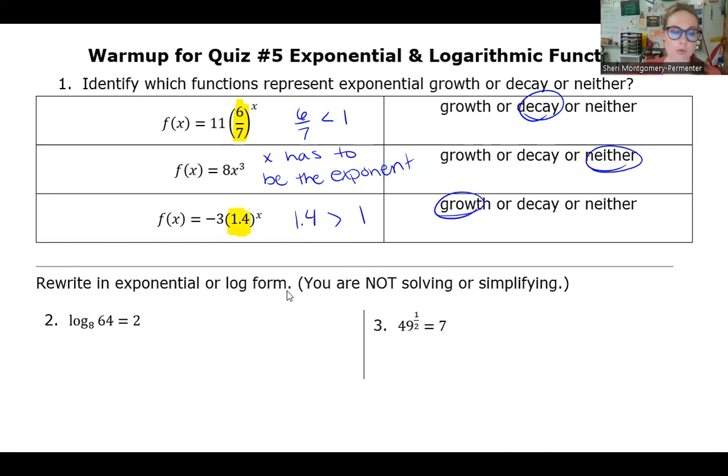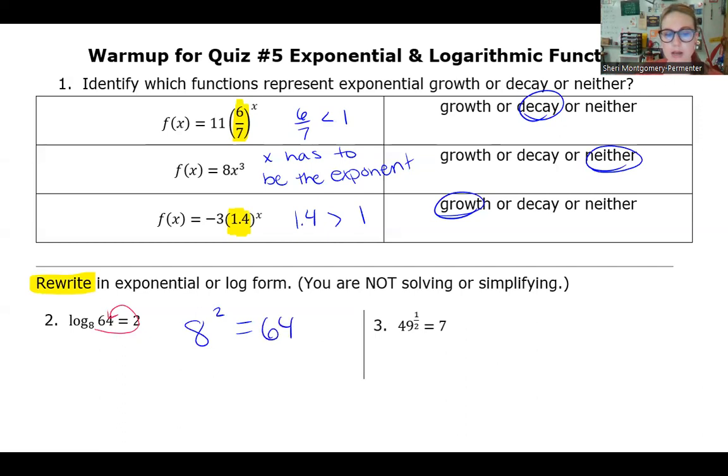The next question, we are rewriting. You are not solving. Rewriting, not solving. So the log ones are pretty easy. We're going to draw that little swirly thing. So it'll go like that. And we can say 8 to the second power is equal to 64. That's how we rewrite it.